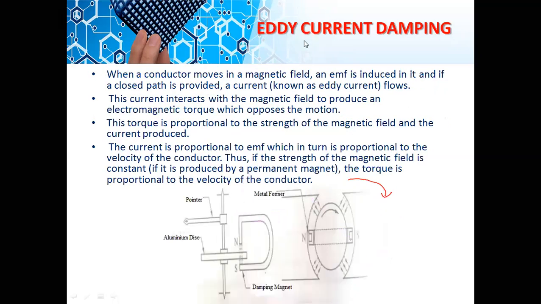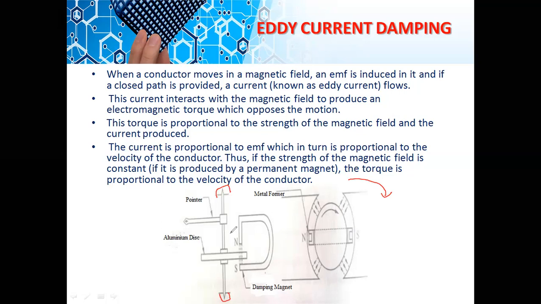Now let us see the eddy current damping. First, we will go to the arrangement of this eddy current damping, how it is arranged. It is shown in the picture clearly. This is the spindle, and this is the pivoting system. This is the spindle, and we have a pointer attached to the spindle. This is the damping system.